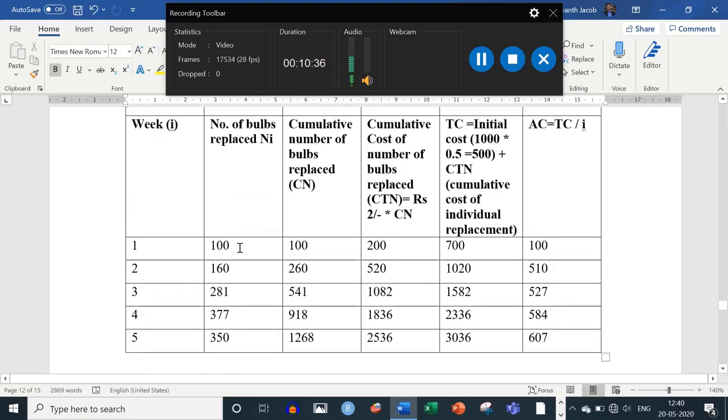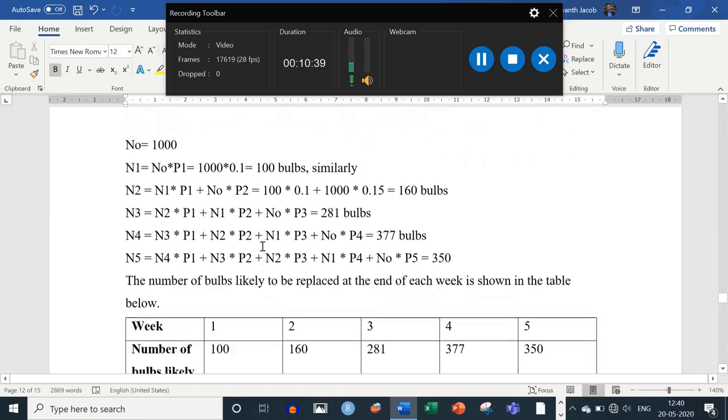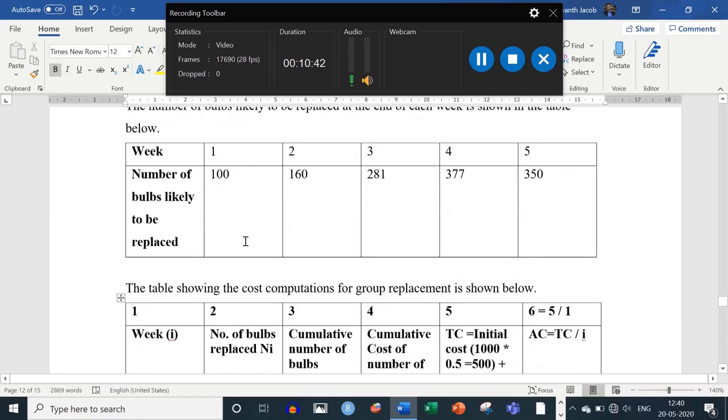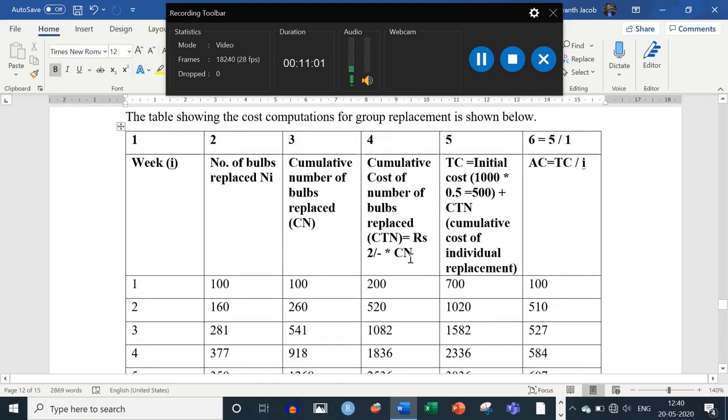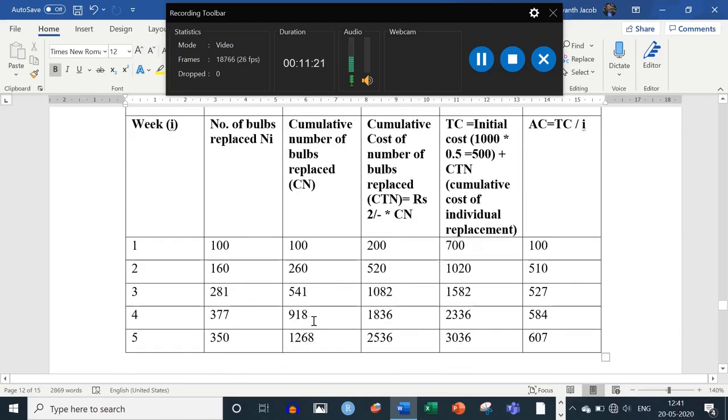Now this is what we had just computed from our N1, N2, N3 and so on. So at the end of the first week 100 bulbs, in the second week 160, the third week 281 and so on. So this is cumulative. 100 plus 160, 260, 260 plus 281, 541, 541 plus 377, 918, 918 plus 350, 1268. Now if I were to buy them at the cost of 2 rupees per bulb, it is 200 rupees for me, 520. So it's 100 into 2, 200, 260 into 2, 520, 918 into 2, which is 1836.